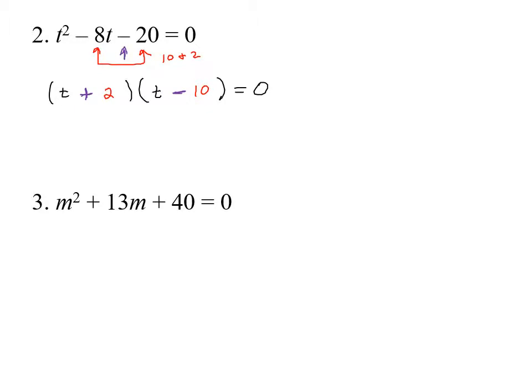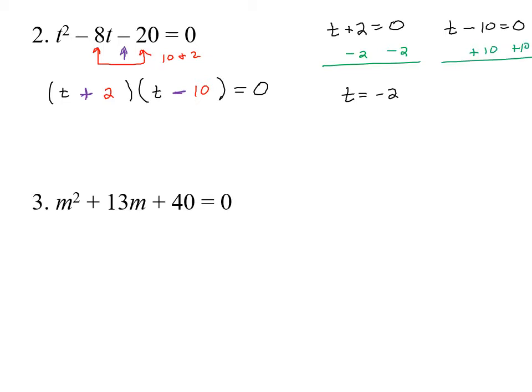Once you get it factored, then you set each one equal to 0. So either t plus 2 equals 0, or t minus 10 equals 0. So we will subtract the 2 from both sides, and we'll get that t equals negative 2, or add the 10 to both sides, and we'll get that t equals 10. So our solutions would be negative 2 and 10. So as long as you can get it factored, it shouldn't be too big of a problem.